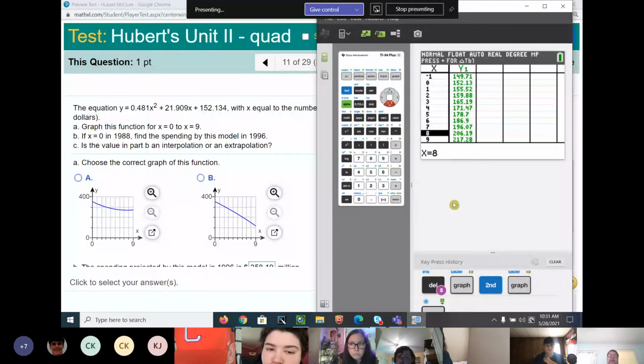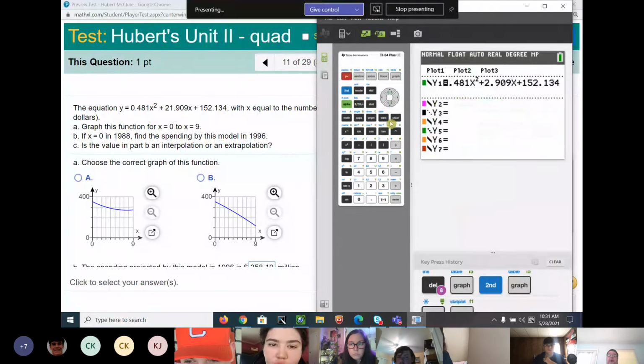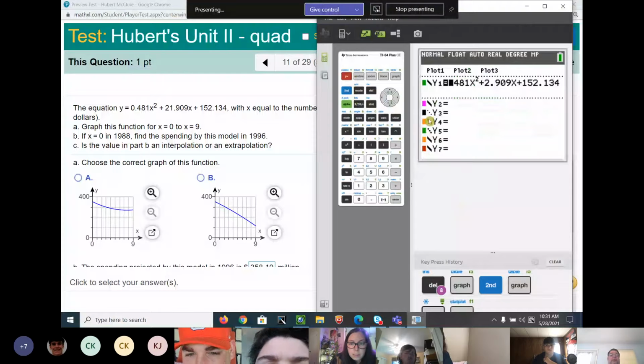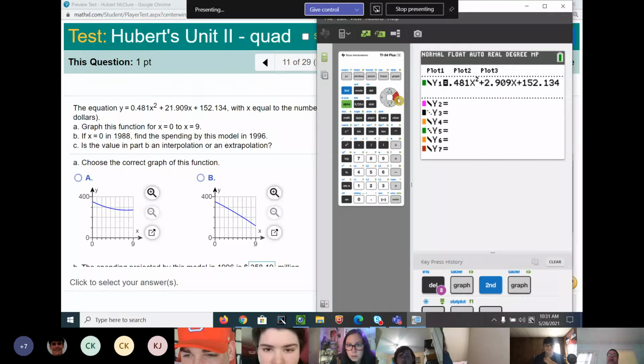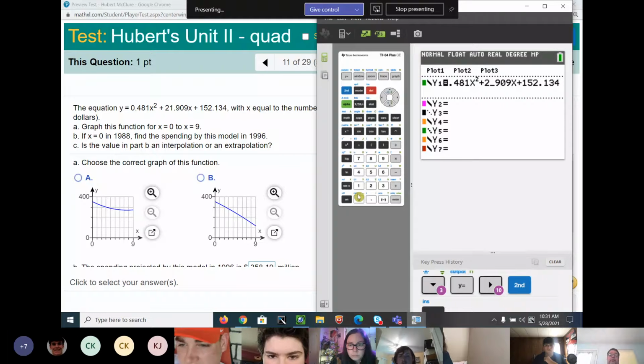That I don't understand. I've got something wrong. 0.481x squared. Mine always messes it up. There is a 0 in front of the decimal. I found it. I got 2.90. Second, insert 1. There we go.